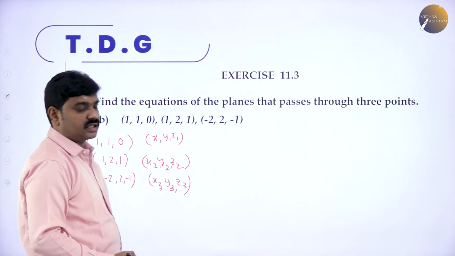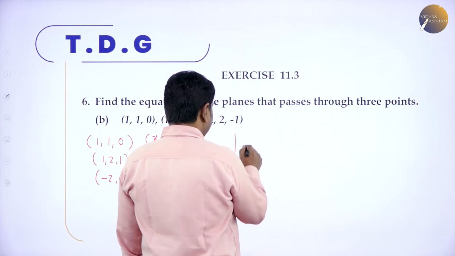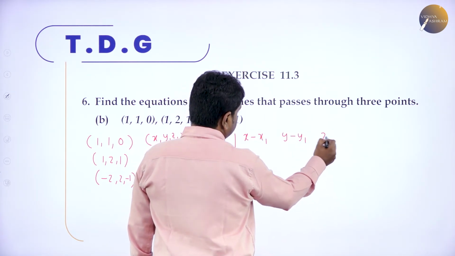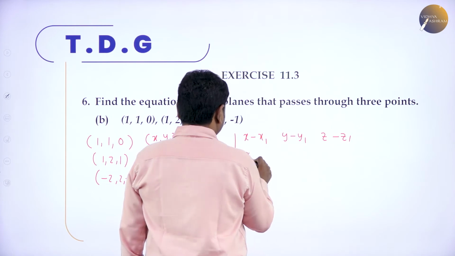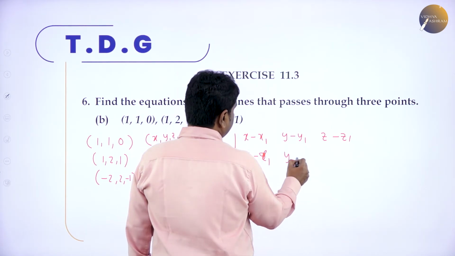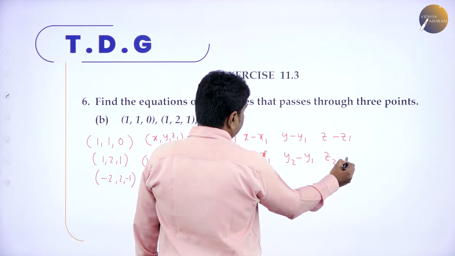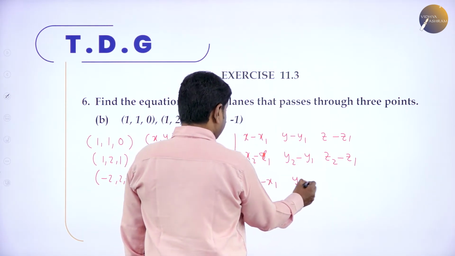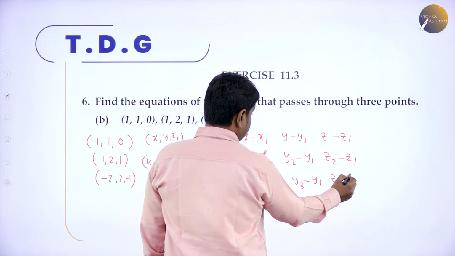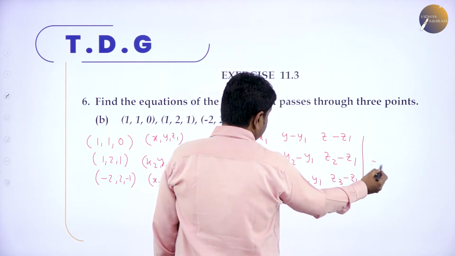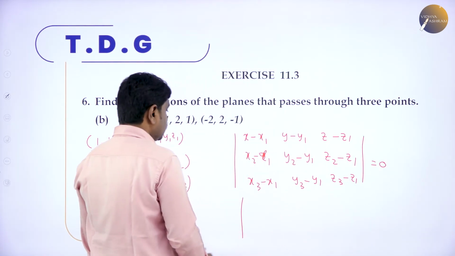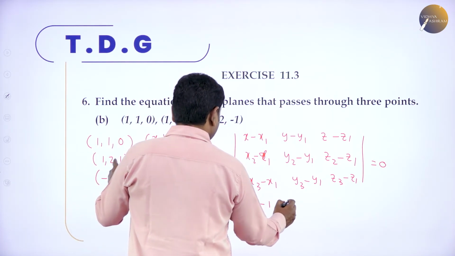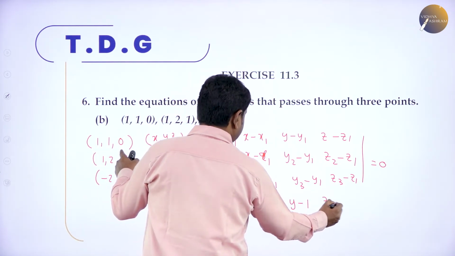What is the plane equation? So determinant of x minus x1, y minus y1, z minus z1, x2 minus x1, y2 minus y1, z2 minus z1, x3 minus x1, y3 minus y1, z3 minus z1 is equal to what? 0. So here what is x minus x1? So x1 is 1, y minus 1, z minus 0.